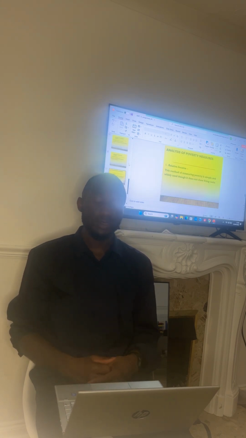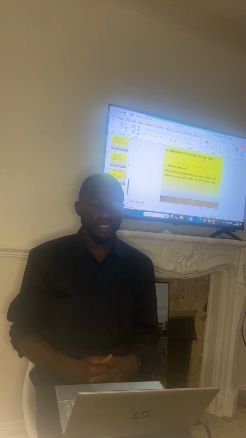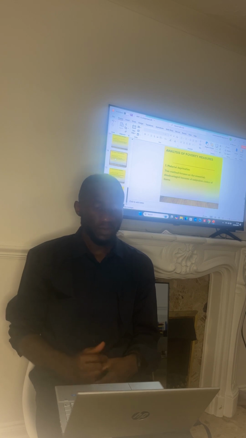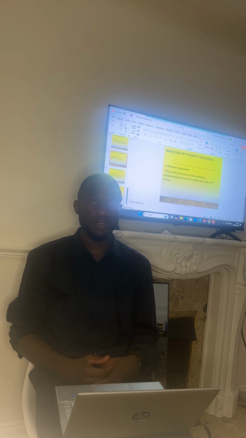And now in this slide, I'll be talking about analysis of poverty measures. Number one analysis of poverty measure is relative income. This method of measuring poverty is simple and widely used, though it does not show living costs. And number two analysis of poverty measure is material deprivation. This method focuses on essential disadvantage, though it is limited by the subjective choice of items.